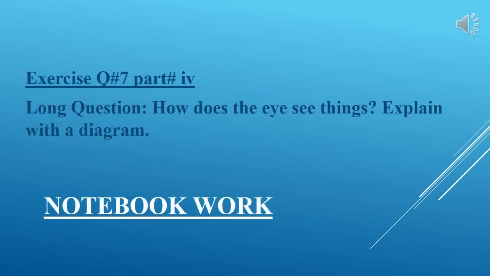The next question is exercise question number 7, part number 4. The question is: how does the eye see things? Explain with a diagram. Use the information given in this video about the structure and working of the eye. You can also refer to your textbook for help.